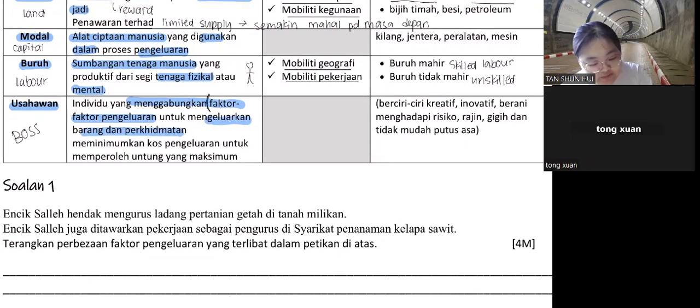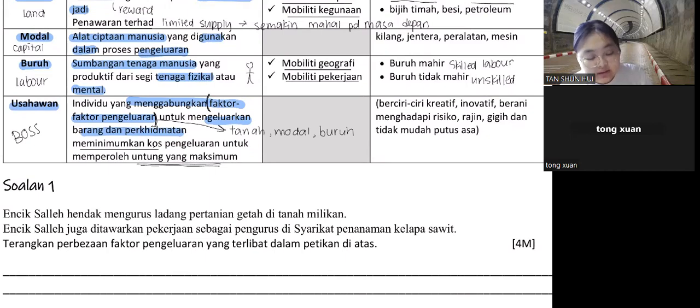Now, if you want to explain further, the faktor-faktor pengeluaran that they menggabungkan is what? Tanah. They menggabungkan modal. They menggabungkan buruh. Okay, but be aware, because they themselves are usahawan, they don't gabungkan themselves. All right, why do they want to gabungkan? Because they want to minimize the cost and memperoleh untung yang maksimum. Minimize the cost and maximize the profit.